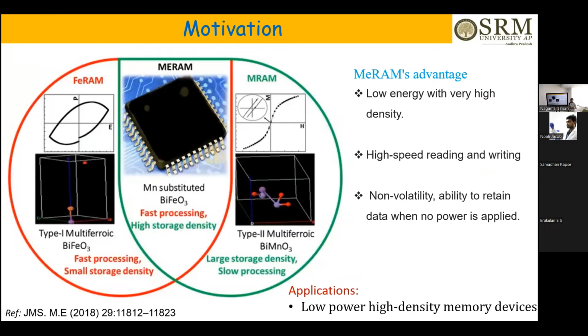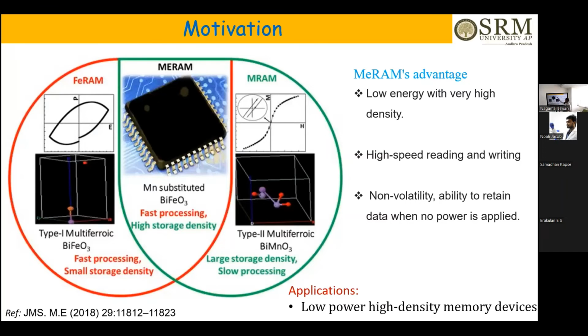Multiferroics are used in sensors, actuators, and transducers, and also in memory devices. For example, FeRAM means ferroelectric random access memory. This is a type 1 multiferroic. An example material in FeRAMs is bismuth iron oxide. It has fast processing and short storage memory.